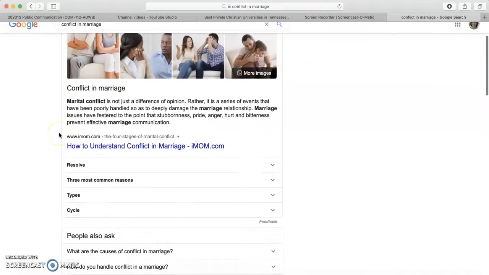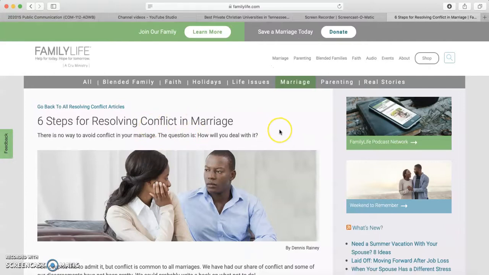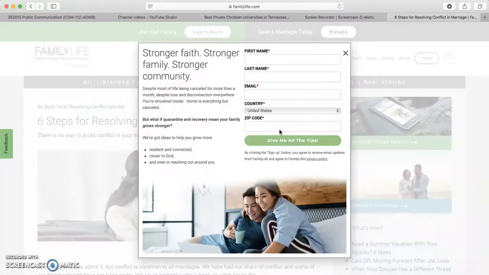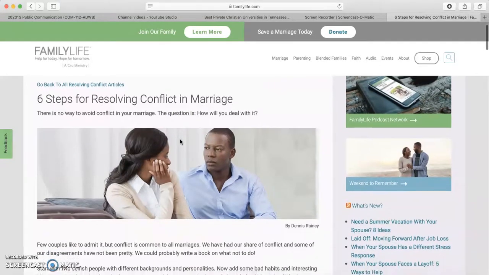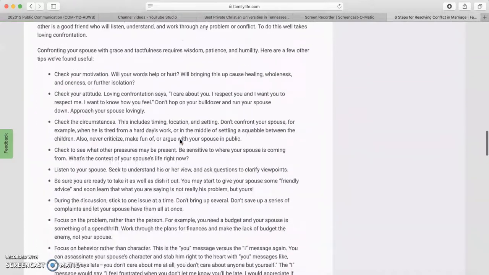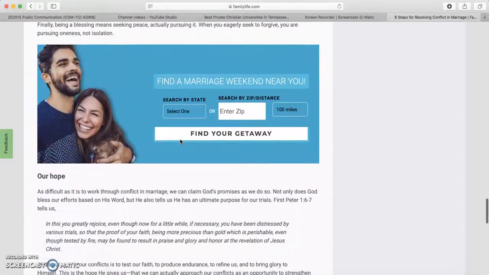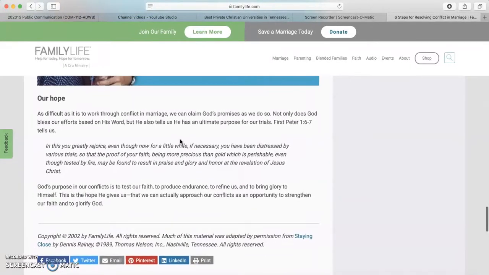All right, so we're going to pull up the first actual article that we see. 6 steps for resolving conflict in marriage. Whenever you pull up a website, the first thing you should do is identify if there is a person's name associated with the source. They're usually at the top or at the bottom. And I don't see an author of this.